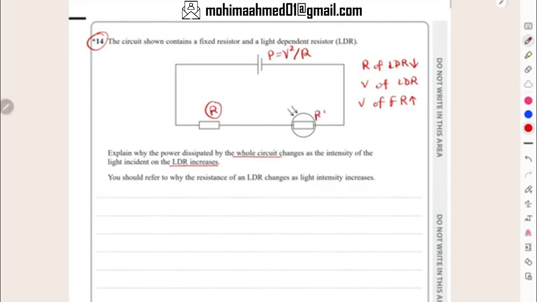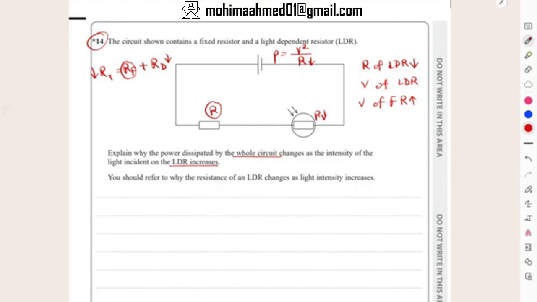Now this one has a fixed resistor, so the resistance of this fixed resistor cannot change, right? But as the LDR's resistance drops down and they were connected in series, a decrease in one of the components' resistance will cause the total resistance to decrease, right? If I write the equation like this, RT equals R fixed resistor plus R LDR. If this one decreases and this is fixed, the total resistance would also decrease. And if total resistance decreases, as you can see from the equation P equals V squared divided by R, the power dissipation by the circuit should increase, right?